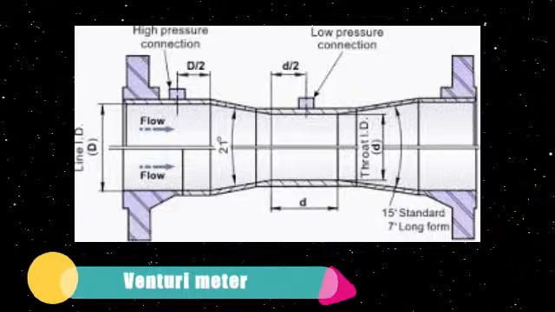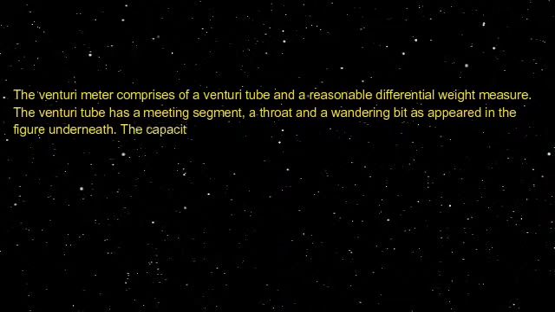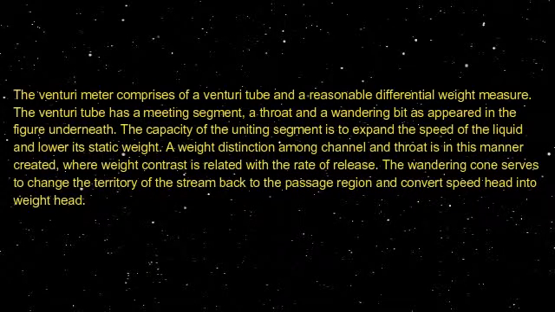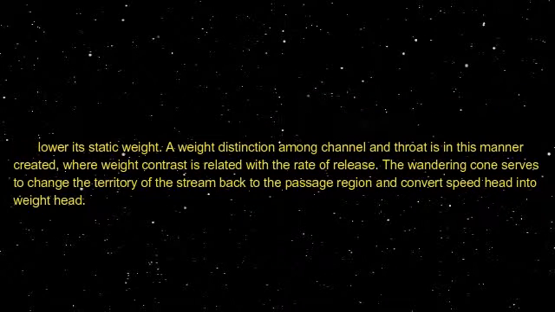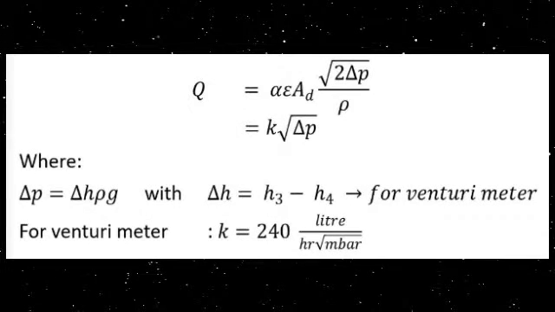So next is the venturimeter. The venturimeter consists of a venturi tube and a suitable differential pressure gauge. The venturi tube has a converging section, a throat, and a diverging cone, as shown in the figure below. The function of the converging section is to increase the velocity of the fluid and lower its static pressure. Pressure difference between inlet and throat is thereby developed, where the pressure difference is related to the rate of discharge. And the diverging cone serves to change the area of the stream back to the entrance area and convert velocity head into a pressure lift. So the basic formula for this venturimeter is we use delta H equal to H3 minus H4.